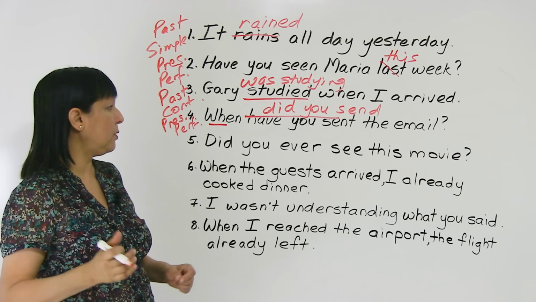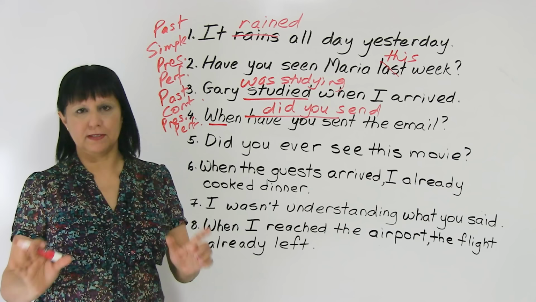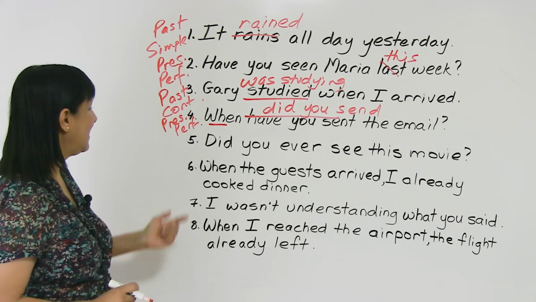If you just said here, have you sent the email? Then it's fine and it's present perfect. Okay? But if you need to use the question word when, remember to change it to past simple. Good. Number five. Did you ever see this movie?